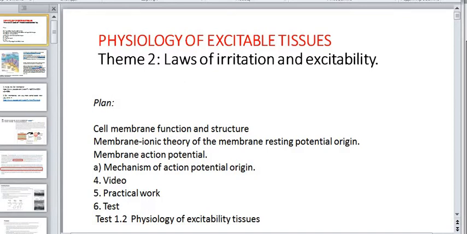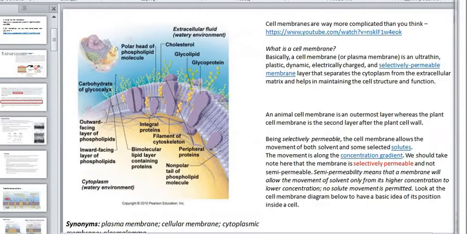Our second practice has the topic of the physiology of excitable tissues and the laws of excitation. Today we will look at a few questions. The first is the structure of the cell membrane and how it allows ions and molecules to pass through. The second question is how the electric potential arises on the surface of the membrane. We have several videos and lab work.